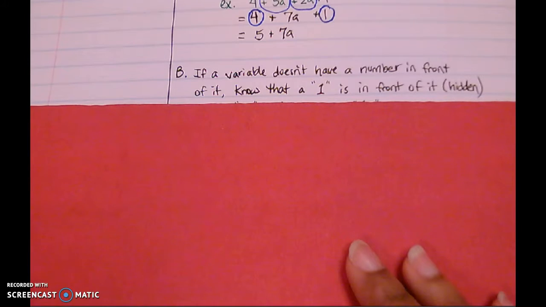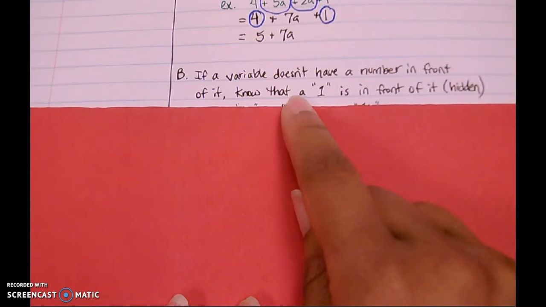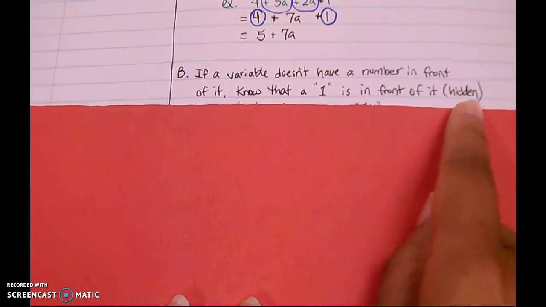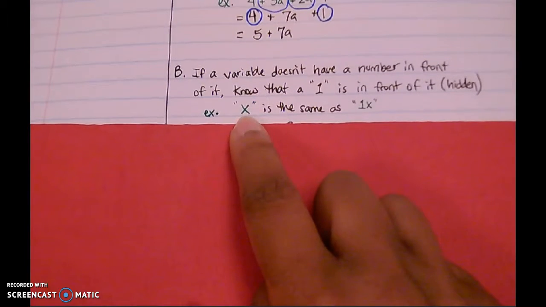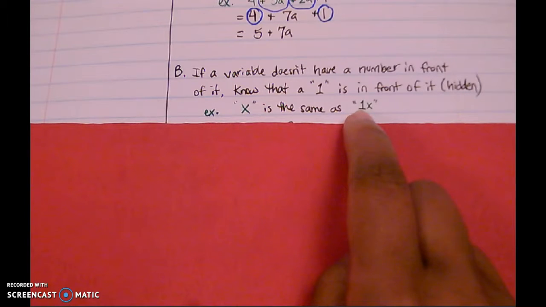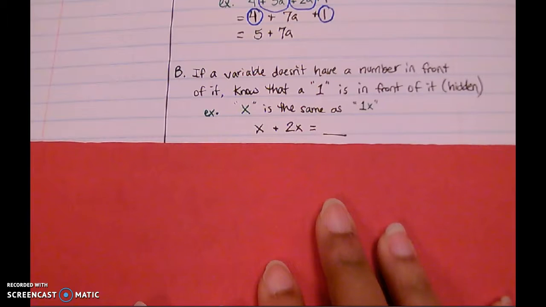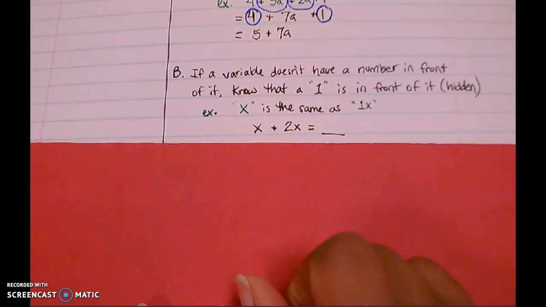The next thing you need to remember is that if you see a variable that does not have a number in front of it, that basically means there's a 1 in front of it that's actually hidden. So for example, if you see x by itself, it's the same thing as 1x. You're not going to write the 1 in front of it, but it's understood that that just means 1x. So for example, x plus 2x equals what? I want you to write in that answer, and when you write it in, I want you to come find me so that I can check and make sure you got it correct.